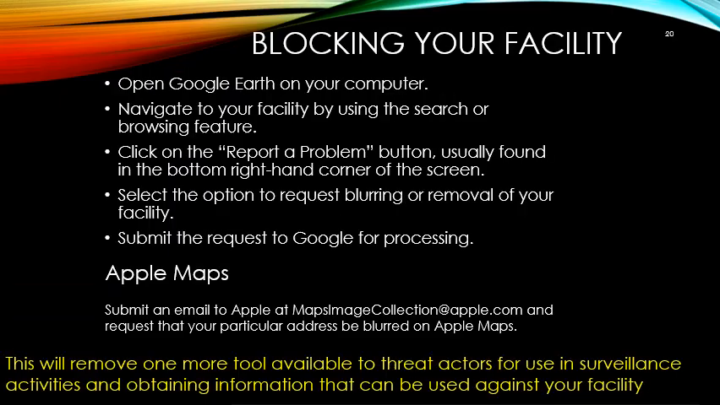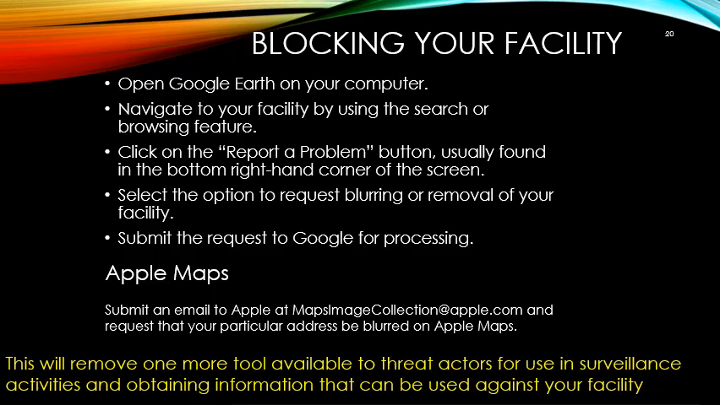So, how to block your facility. Open Google Earth on your computer. Navigate to your facility by using the search or browsing feature. Click on the report a problem button, usually found in the bottom right hand corner of the screen. Select the option to request blurring or removal of your facility. Submit the request to Google for processing.